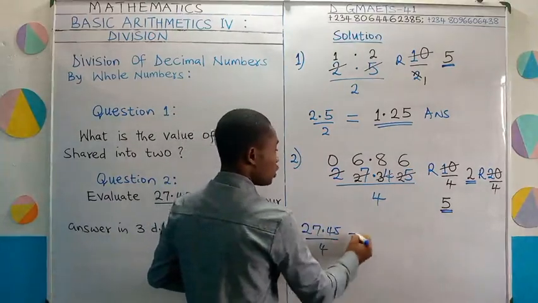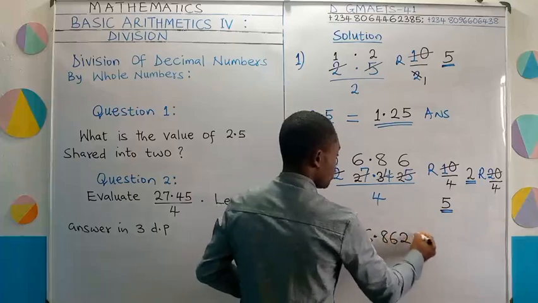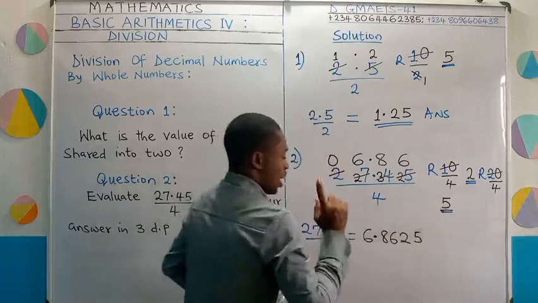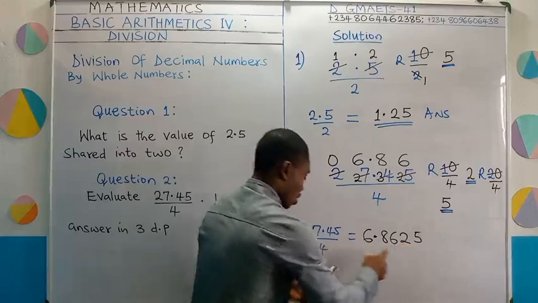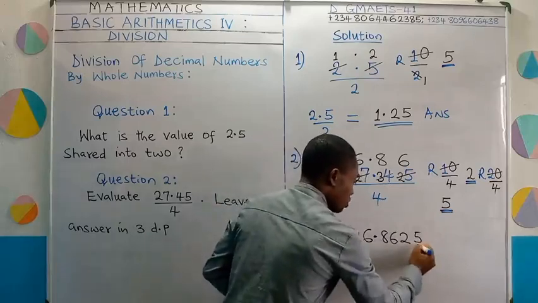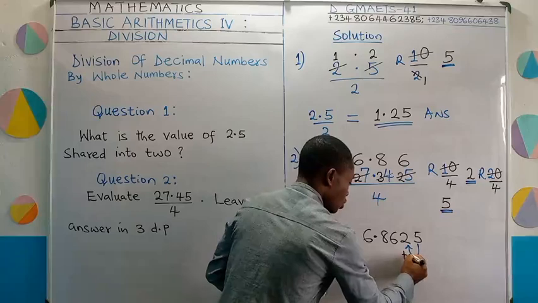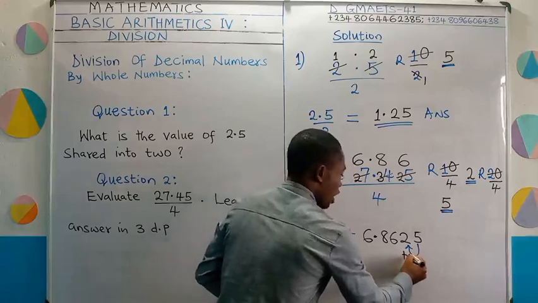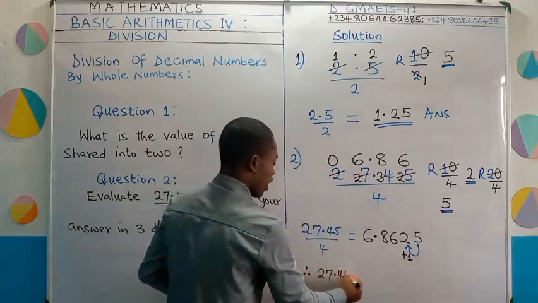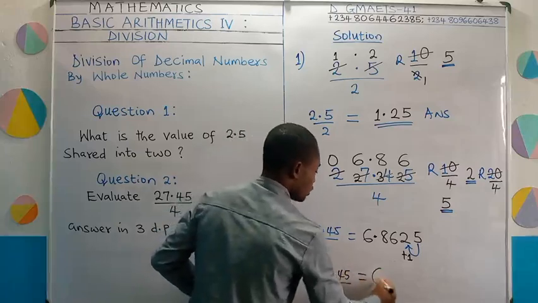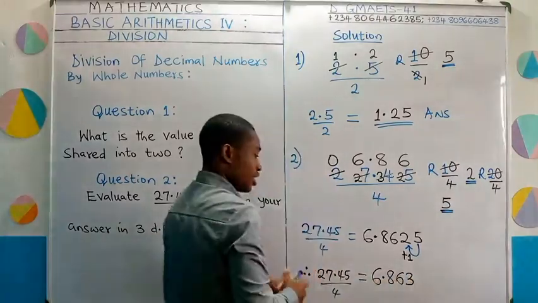27.45 divided by 4 is equal to 6.8625. Now, 3 decimal places, that is where I'm to get my answer. So I'm meant to pick 862. But you notice that this 5, the 4th decimal digit, can be rounded up to this 2. So let me put plus 1. Alright? If you add 1 to this 2, therefore our final answer, 27.45 divided by 4 is equal to 6.863. And that is our answer.